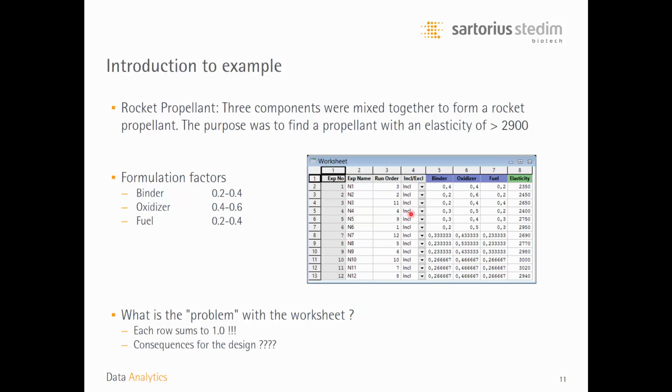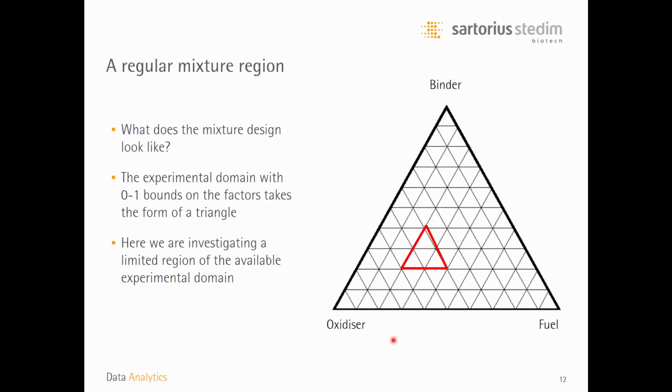To the right on the slide, we see the resulting experimental worksheet, and we can see the elasticity that has been measured given the different combinations of the three formulation factors making up the propellant. The hallmark, or characteristic feature, of a mixture design is that the sum of all the ingredients in the mixture will be 1.0. That has certain consequences then for the experimental design.